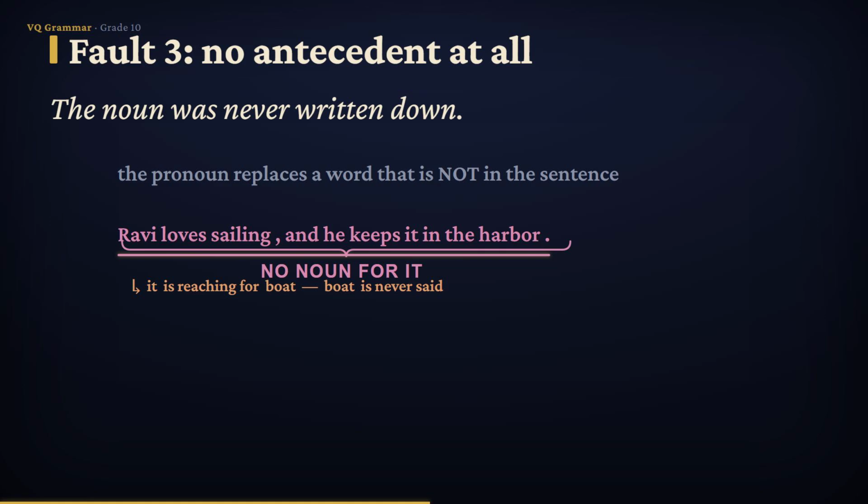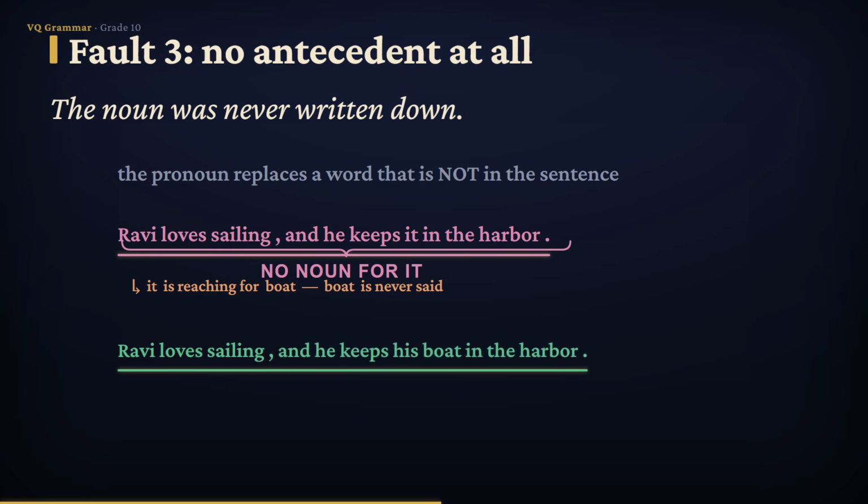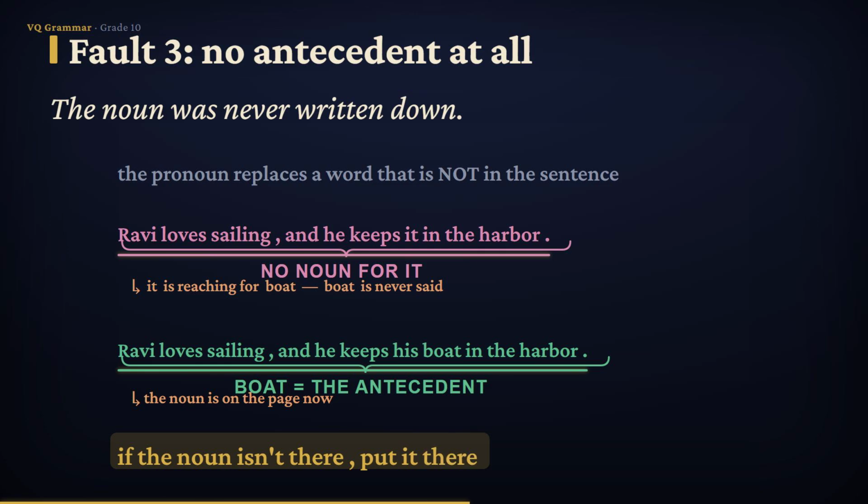The writer thought it, and the reader almost hears it, but it never made it onto the page. So put it there. Ravi loves sailing, and he keeps his boat in the harbor. That is all it took. One real noun, and the sentence holds together. This fault hides well, because the missing noun feels so obvious inside your own head. Read your sentence as a stranger would, and ask whether the noun is truly written down.